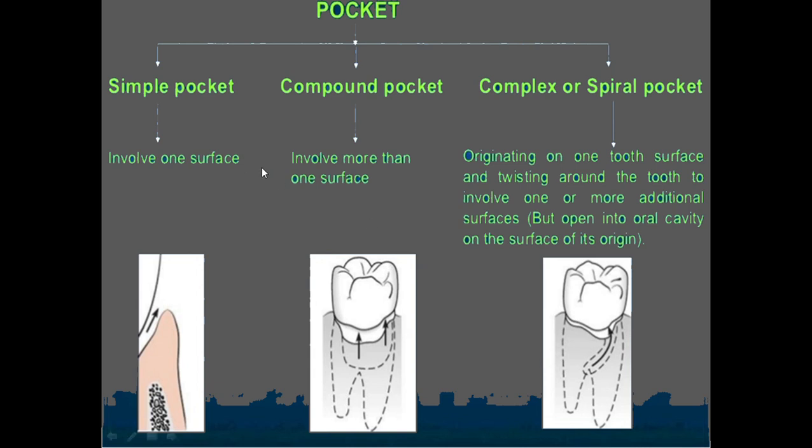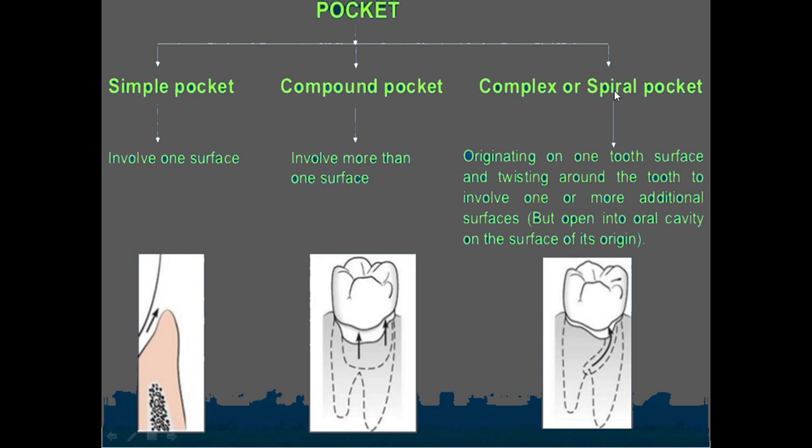Now, next classification of pocket is simple, compound and complex. In simple, only one surface is involved. In compound, it involves more than one surface. Complex or spiral originates in one tooth surface and twists around the tooth to involve one or more additional surfaces, but opens into the oral cavity on the surface of origin. But students sometimes write, pocket is classified as simple, compound, complex and spiral. This is one and the same thing. Complex is also known as spiral.